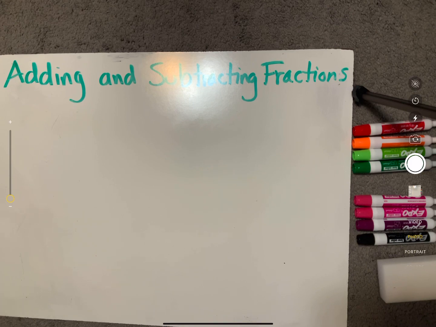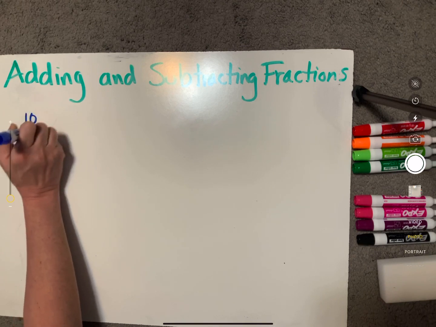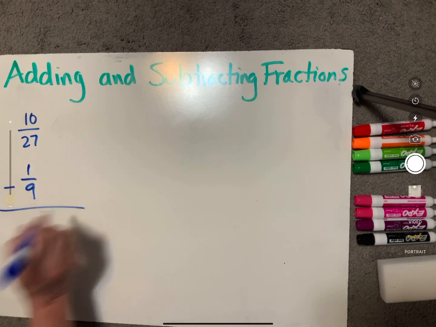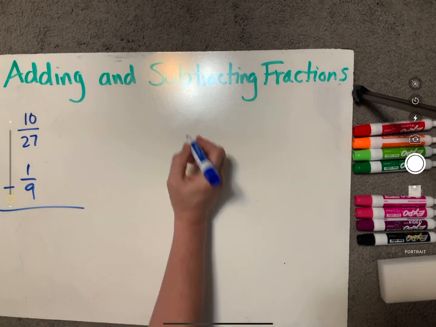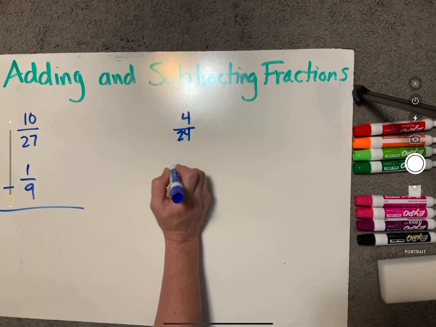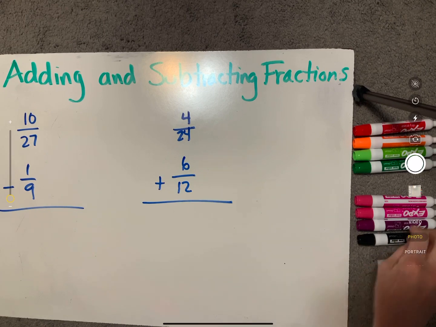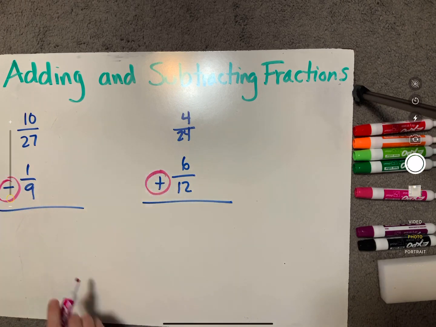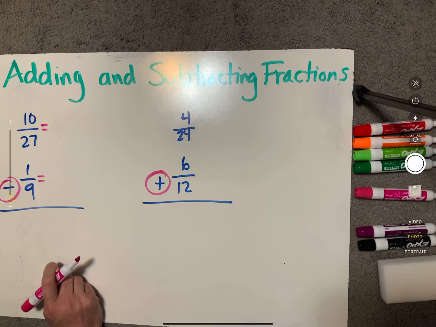So let's see. How about first problem? We're going to do 10/27 minus 1/9. Our second problem is gonna be 4/24 plus 6/12. So again, it's gonna be important to make sure that you guys are checking out those signs. So this first one is subtraction, the second one is addition. You may even want to circle them like I'm doing when you're solving them, so you know that you're doing the right operation. So step one is always finding your common denominator.